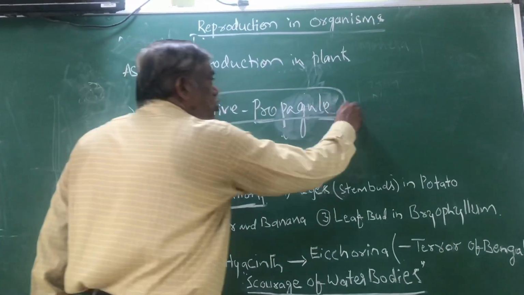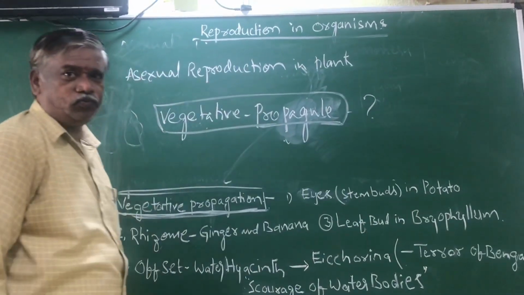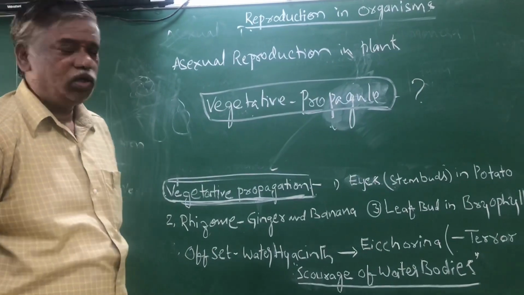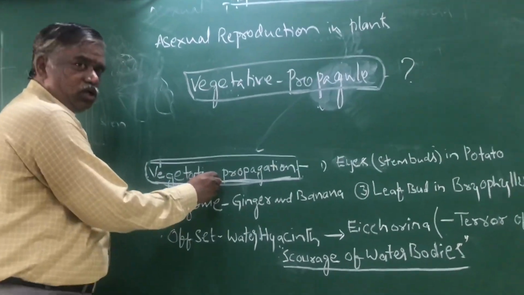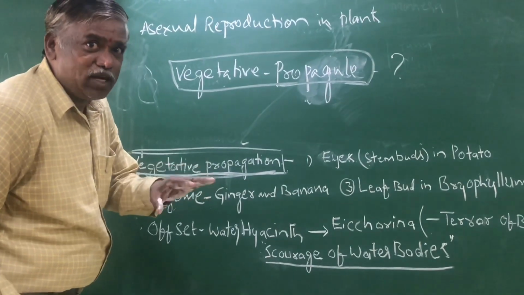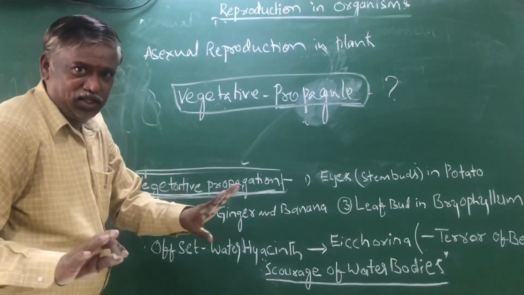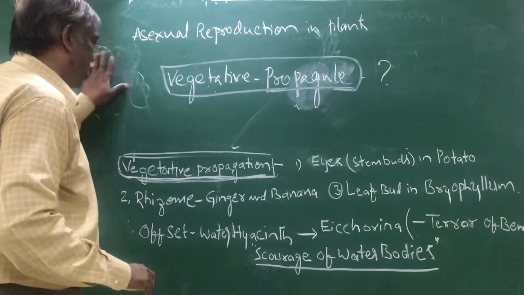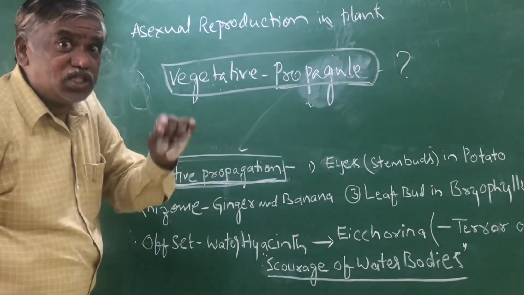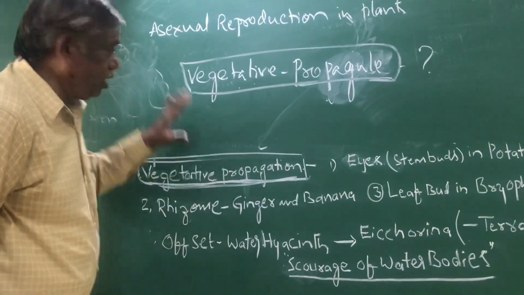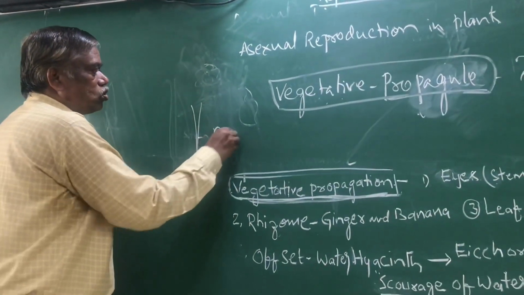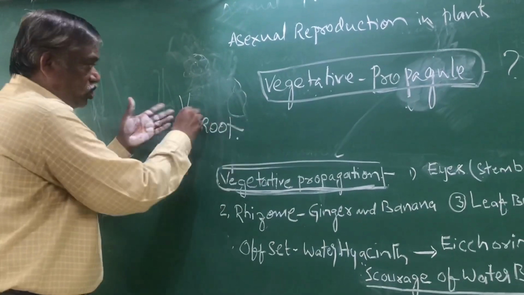What is vegetative propagation? Give an example. Propagation is a type of reproduction, asexual reproduction. What is this vegetative? Any vegetative structures. Root is a vegetative structure.